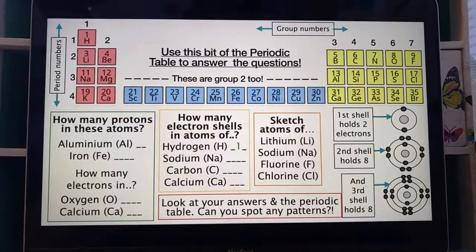Okay, I'm going to give you 10 seconds and then I'll show you the answers to that on the board and we'll go through them. And if you haven't done that bit, then don't worry about it. 5, 4, there's loads of patterns you could be spotting if you've finished.